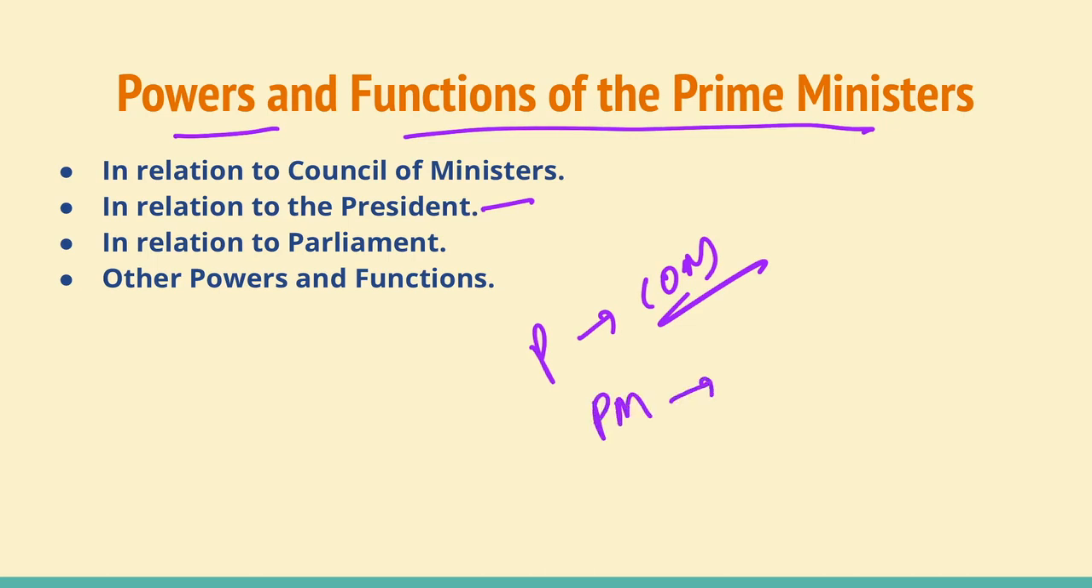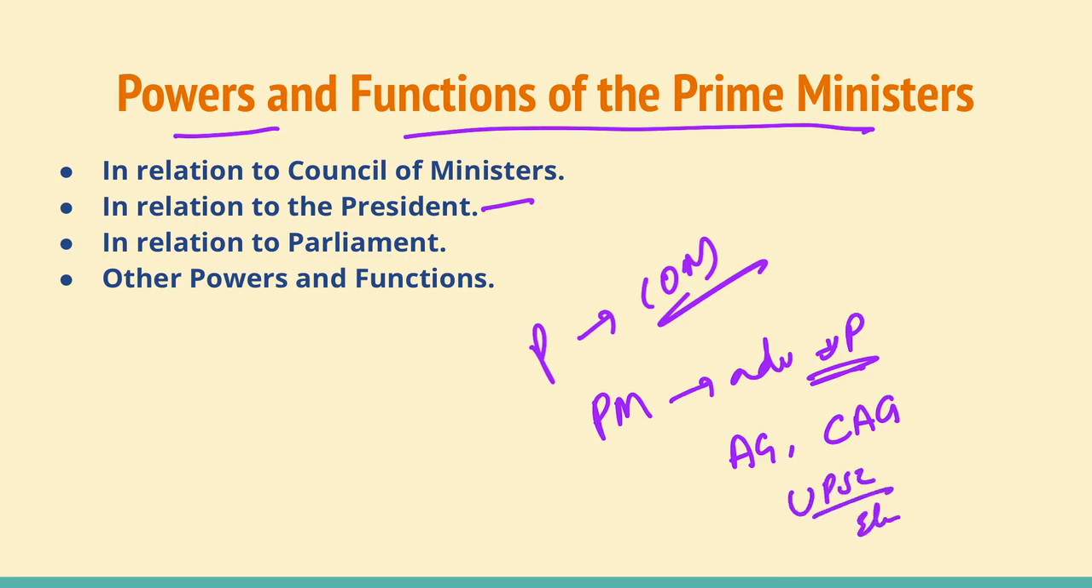The Prime Minister advises the President regarding the appointment of important officials like the Attorney General of India, the Comptroller and Auditor General of India, the Chairman and the members of UPSC, Election Commissioners, and the Chairman and the members of the Finance Commission, etc.